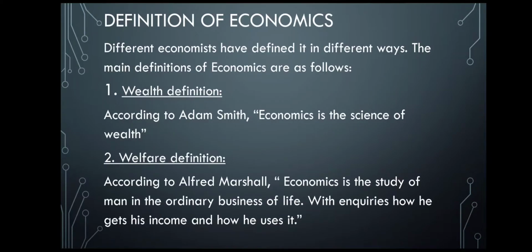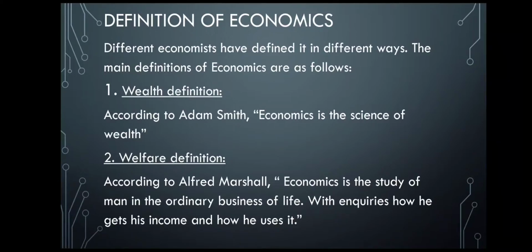Now there are four definitions that are given by different economists over time. The first definition is a wealth definition which was given by Adam Smith, who is considered to be the father of modern economics. So economics is the science of wealth according to Adam Smith. In this, Mr. Smith was of the view that economics is concerned with the problem arising from wealth getting and wealth using activities of the people.